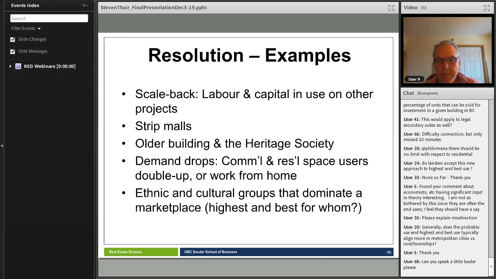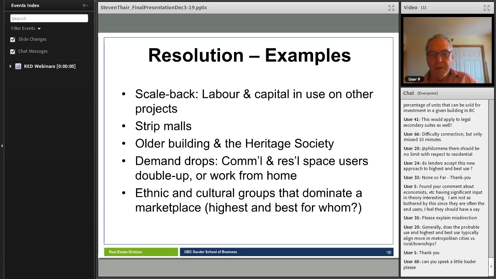Yeah, I talked about misdirection. Well, the misdirection, I was saying that most profitable use can be misdirecting. All the examples I've given where most profitable use isn't the most probable use for the land. That is, the land is way more likely to be used for something else. That's what I'm talking about when I say misdirection.